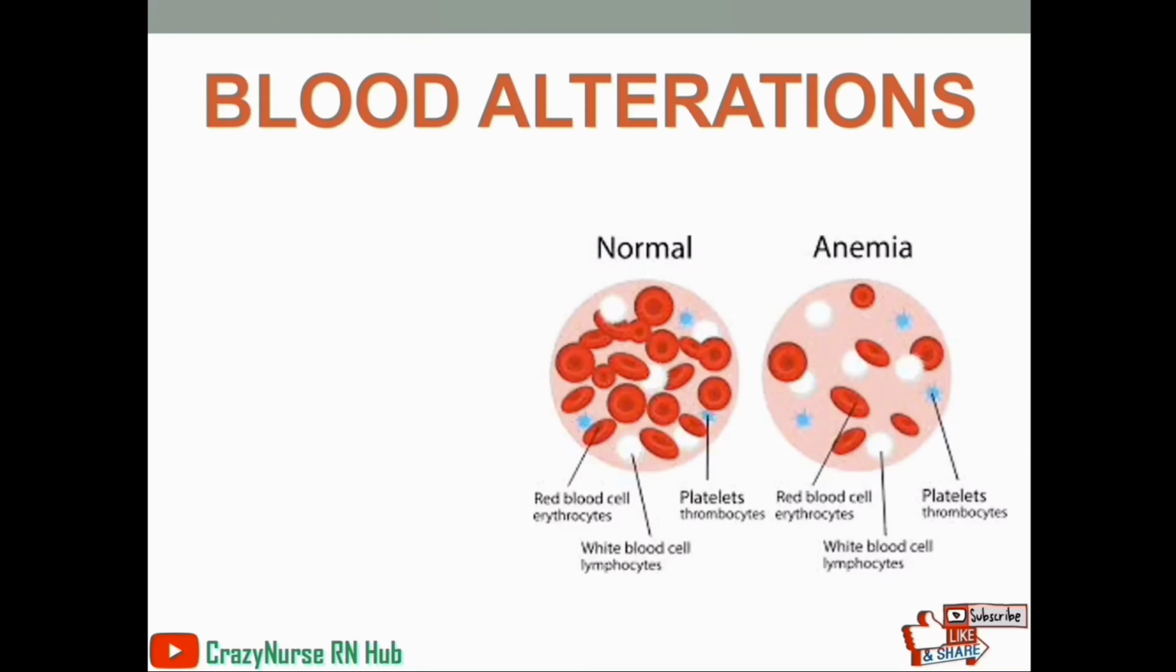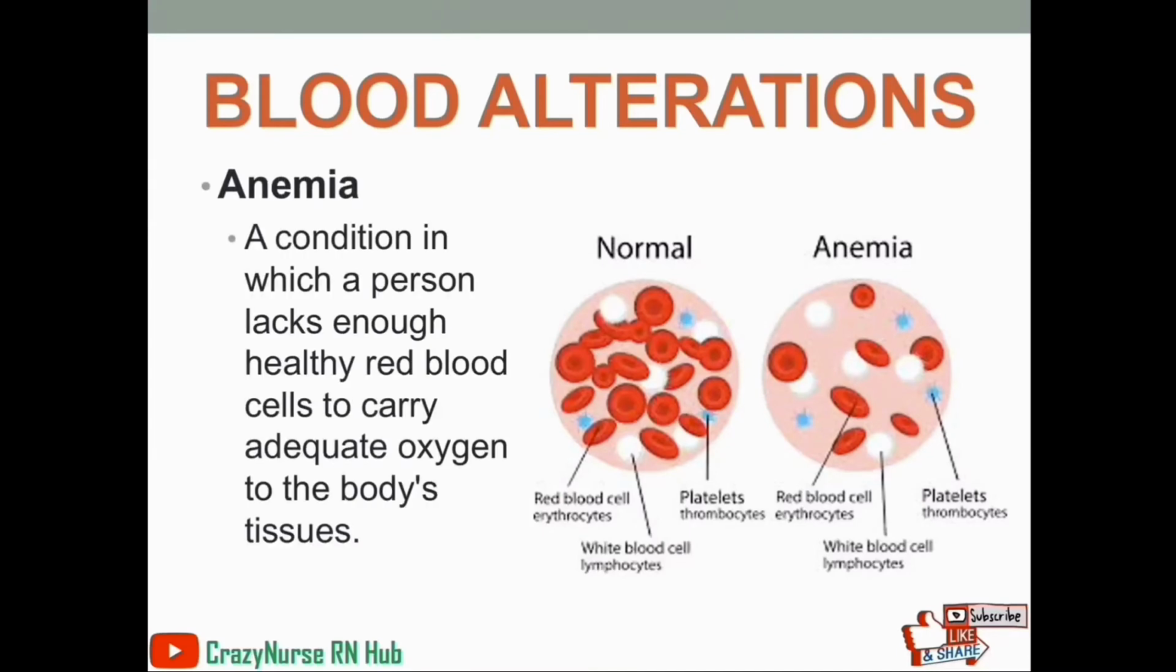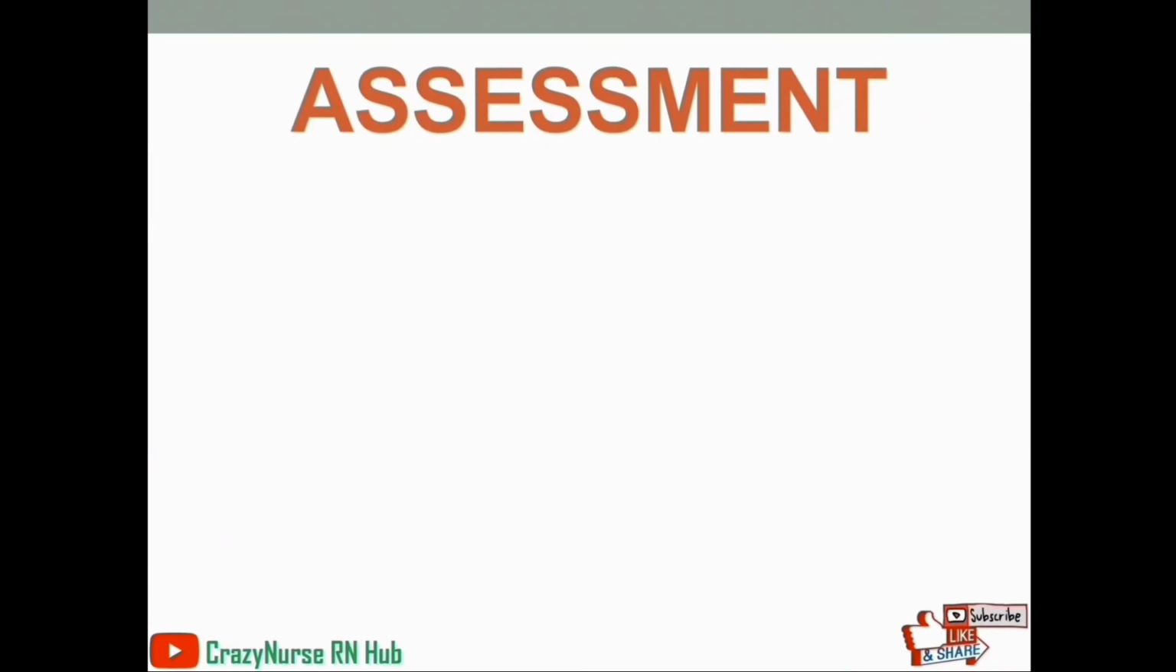Lastly, we have the blood alterations. Because most oxygen is transported to the tissue in combination with hemoglobin, the problems of inadequate RBCs, low hemoglobin levels, or abnormal hemoglobin structure can affect tissue oxygenation. Example of this condition is your anemia. It is a condition in which a person lacks enough healthy red blood cells to carry adequate oxygen to the body's tissue. Now let's proceed to the assessment.